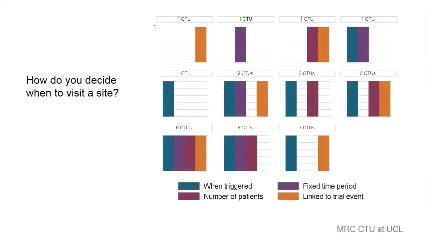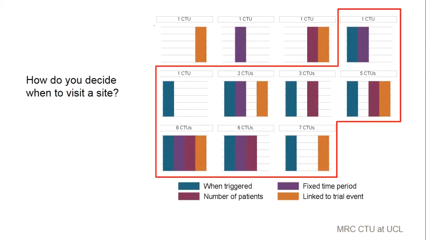So, looking on screen, we asked how the units decided when to visit a site, and we got 11 different answers. We gave them the options of when triggered, number of patients, fixed time period, and linked to a trial event. And yeah, the 34 units did 11 different things. So let me try and make some sense of this for you. So 31 of 34, 91% do triggered monitoring. So that's the blue block. Only 1 does solely triggered monitoring.